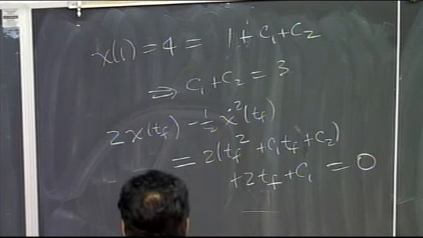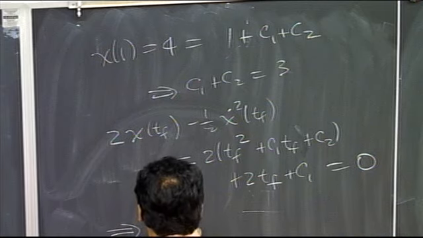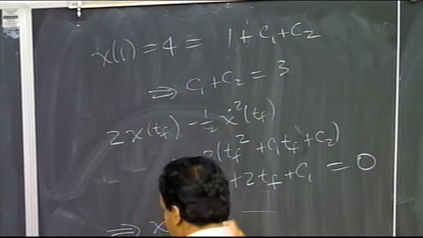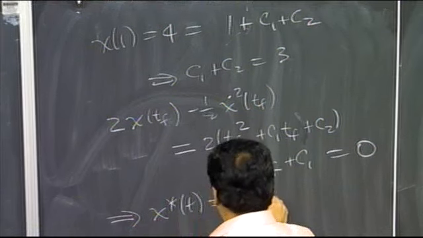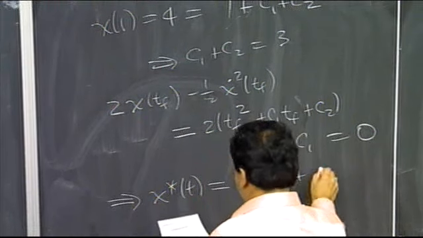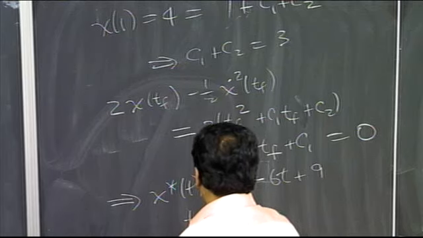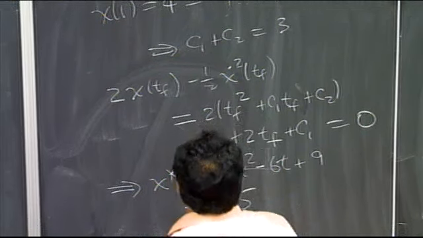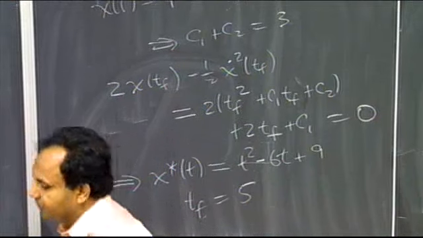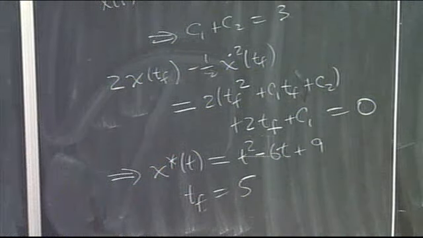Of course, the final solution to this gives you x star of t is equal to t squared minus 6t plus 9, and you get tf is equal to 5. So you can work out that solution yourself. That's a simple problem that comes up commonly.